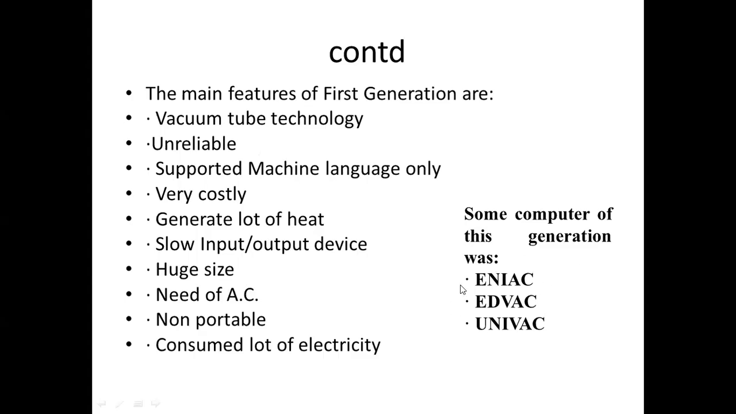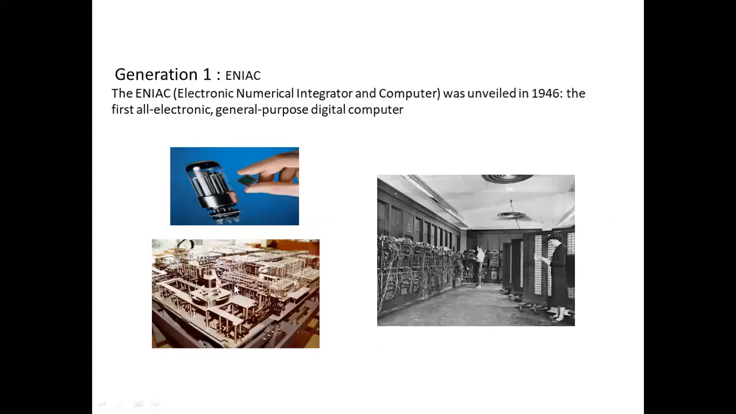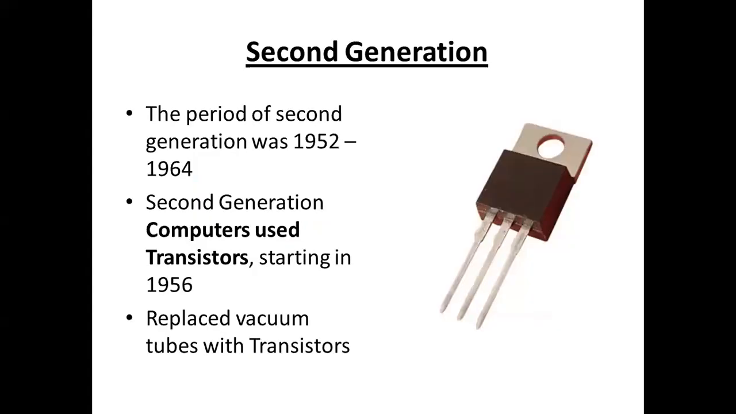And these are the computers which were invented during the first generation: ENIAC, EDVAC, UNIVAC. These three computers were invented in the first generation. It means they follow the vacuum tube technology. These are the computers that were invented in generation 1. We have already discussed all these computers, ENIAC.